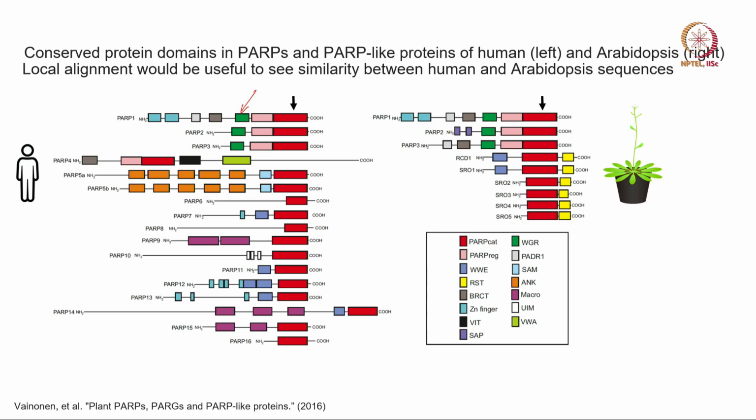What you can see is that on the left are the protein sequences from humans and on the right are the protein sequences from Arabidopsis plant. While these sequences are very dissimilar to each other, you can already see that the domains are very different from each other, but there is a highly conserved domain which is similar in both sequences.